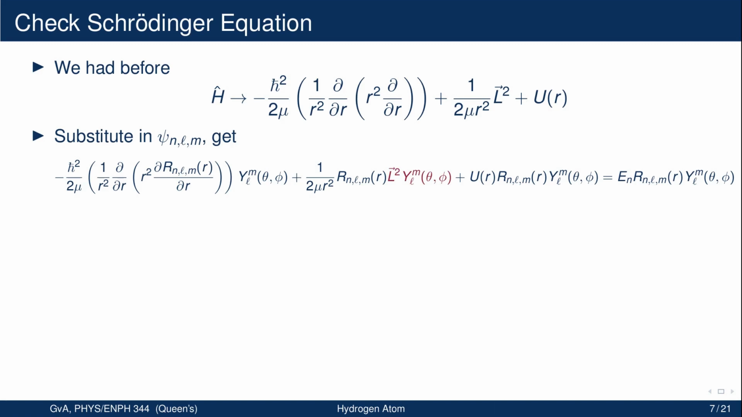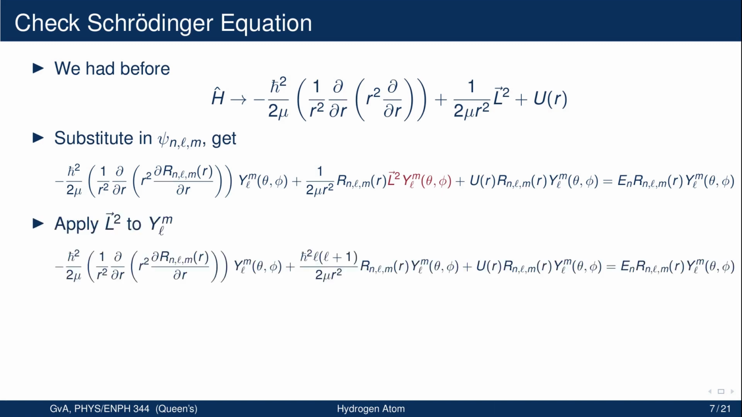The first thing that we can notice is that it involves the total angular momentum operator acting on the spherical harmonics. We can apply the total angular momentum to the spherical harmonics and use the fact that it's an eigenvector and simplify our Schrödinger equation by inserting the eigenvalue.